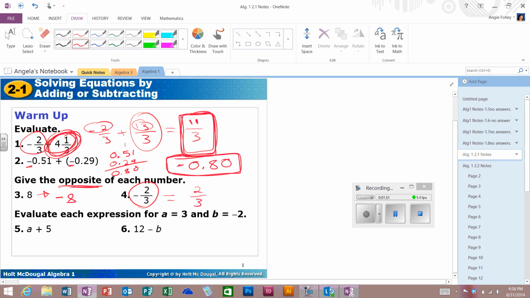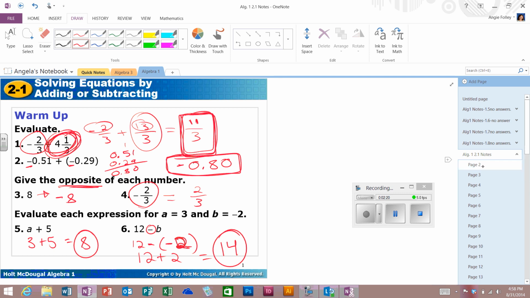And then lastly, evaluate the expression when A is 3 and B is negative 2. So we're going to plug 3 in for A, and when I plug that in, I get 8. I'm going to plug negative 2 into B, and notice that I have to keep that original negative number. So now I have 12 minus a minus 2, which becomes 12 plus 2, so my answer is 14. So be careful with that, okay?